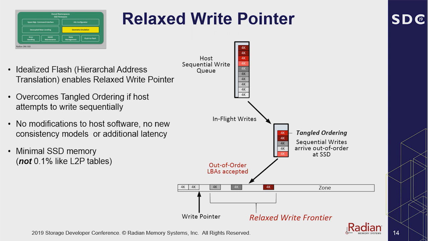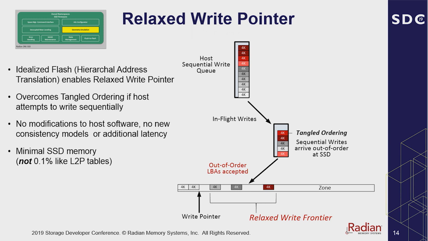The other alternate solution to the strict write pointer problem is a capability we call relaxed write pointers. It is based on the Idealized Flash functionality I mentioned earlier. In addition to overcoming NAND vendor-specific attributes and the geometry and addressing anomalies, Idealized Flash relaxes the frontier of the write pointer. So relaxed write pointers overcome tangled writes and enable the SSD to accept write operations that started out as sequential on the host but arrive at the SSD out of order.